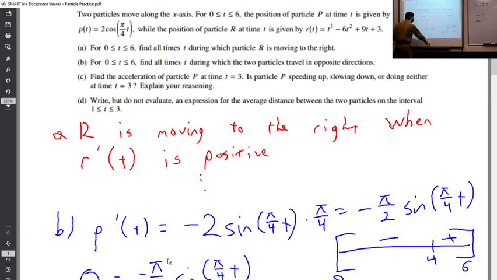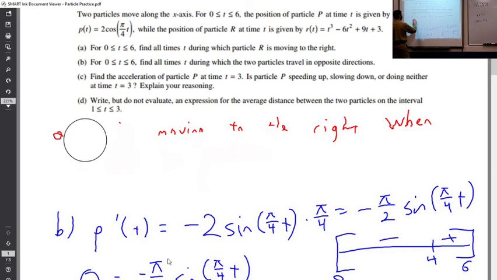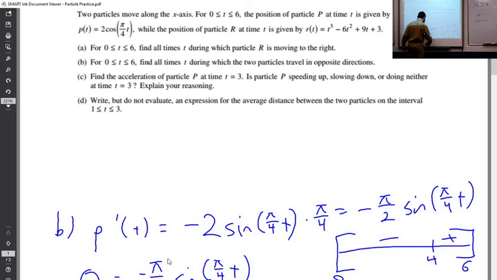I'm just going to give you a hint on part D. Right, but do not evaluate. It's the non-calculator part. It's not going to ask you to evaluate, because that would add quite a bit more time to the problem. It asks for an expression for the average distance between the two particles. So we are looking for the average value of distance.